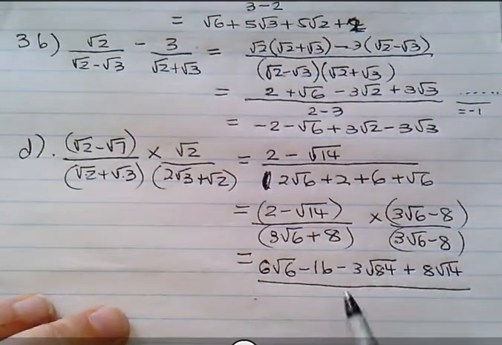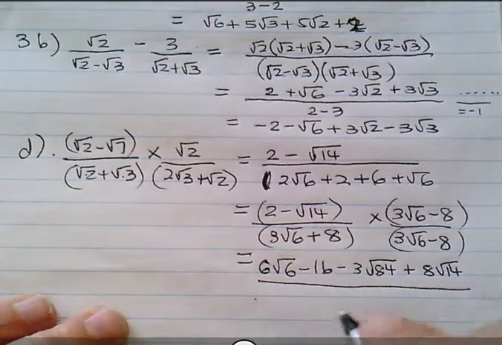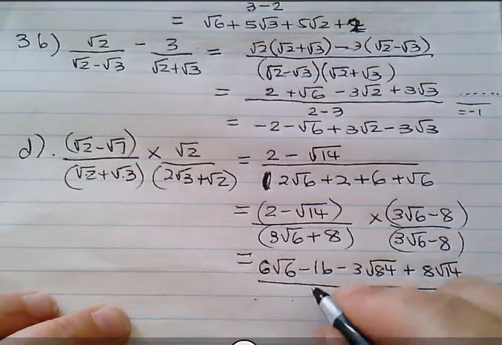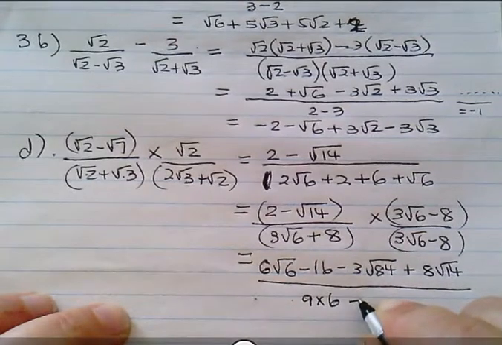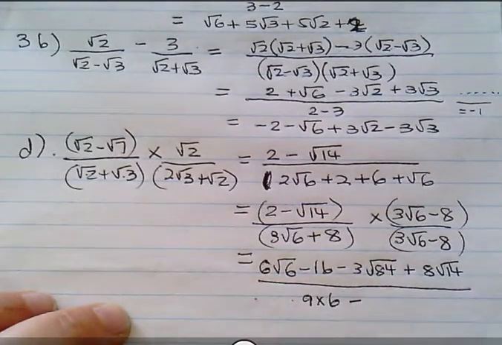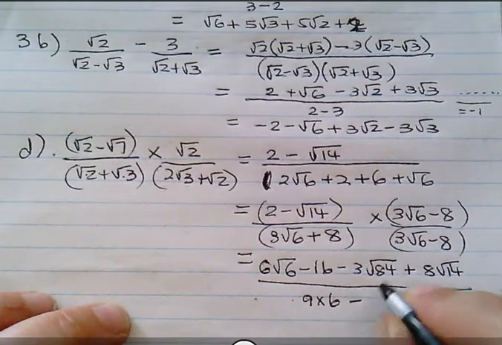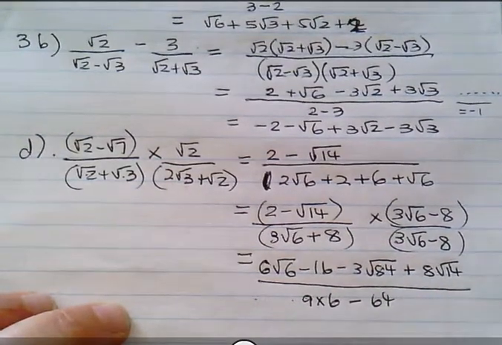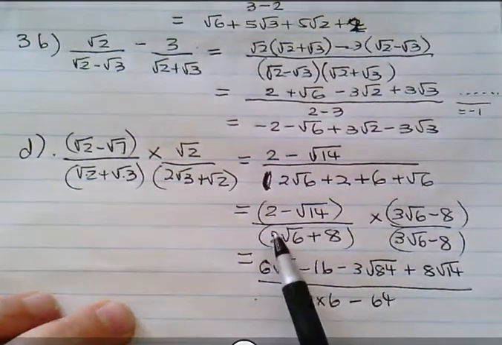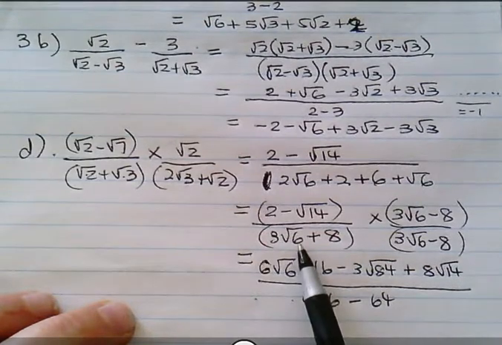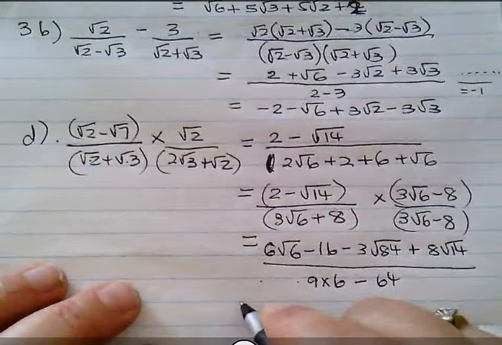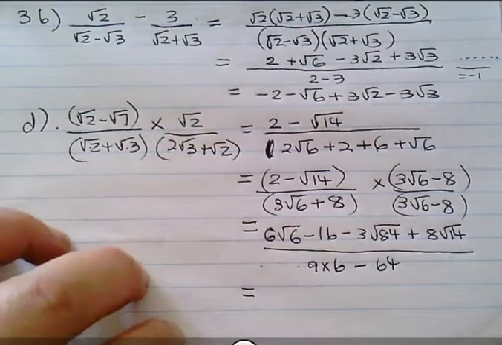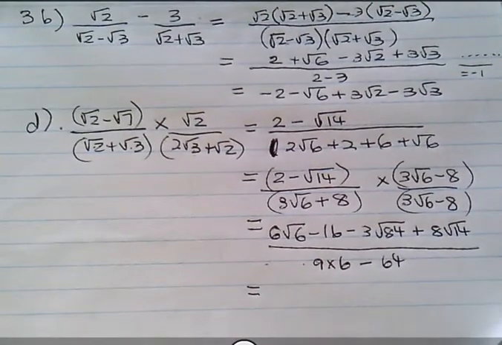Isn't that a squared minus b squared? What's 3 root 6 squared? It's 9 times 6. Careful. Minus what squared? Minus 8 squared or minus 64? Be careful. Because it's 3 squared times root 6 squared. So it's 9 times 6 minus 64. All right, square root of 84. 4 goes into it 21 times.